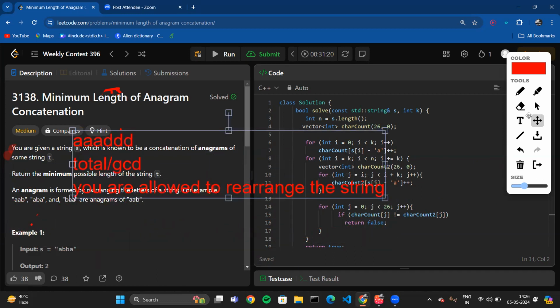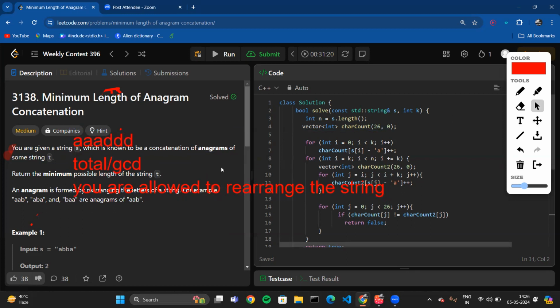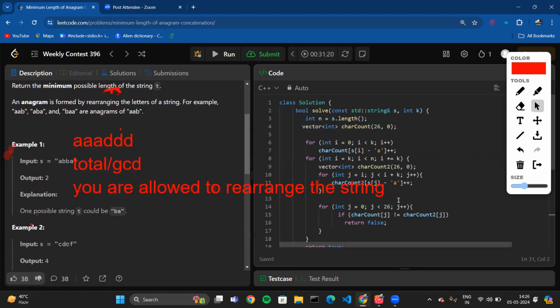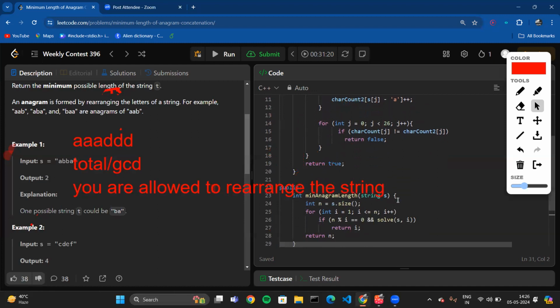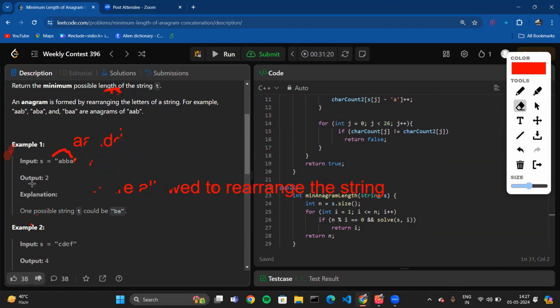And even in the hints, if we see, they are saying to consider the fact that the anagram string length will be a factor of the total length, because it is only repeated. Just a second, I will remove this. Because it is repeated, we are going to use that fact to our advantage.